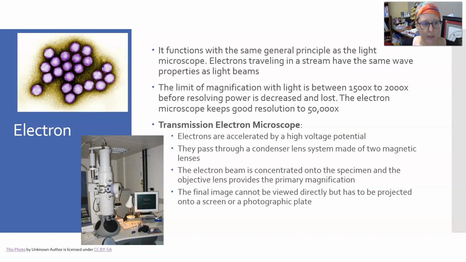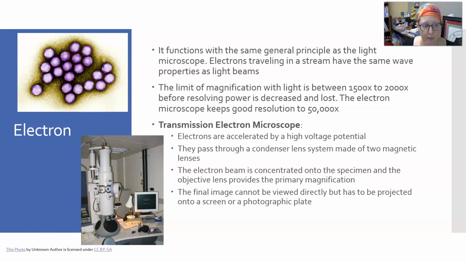Next, we have the electron microscope. It functions with the same general principle as the light microscope, but the electrons that are traveling in a stream have the same wave properties as light beams, and so we can capitalize on that in the electron microscope. The limit of magnification with light is between 1,500 to 2,000 times magnified before the resolving power is decreased and lost. With the electron microscope, though, we can keep good resolution up to 50,000 magnification.